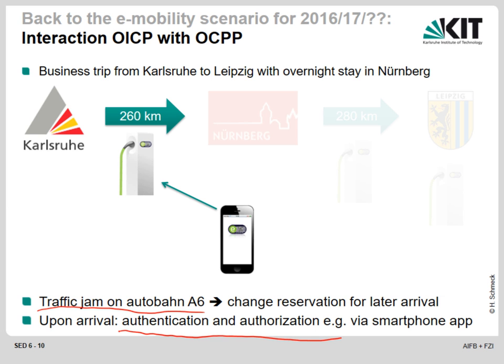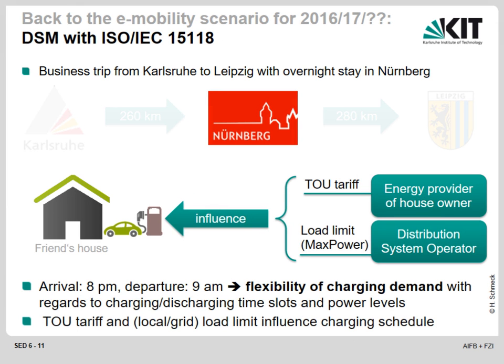Maybe you have an extra identity card. Maybe you do that with this smartphone service. And then you get to Nuremberg, to your friend's house, and there you have some time of use tariff. That's the house owner's contract with the energy provider.